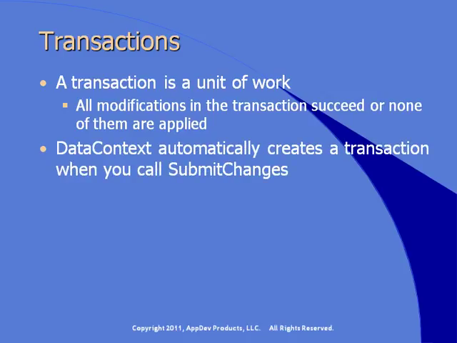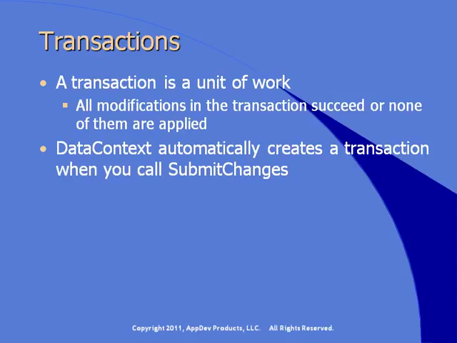Now the data context, it turns out, automatically creates a transaction for you when you call submit changes. So if you have code to add an order and then add order details, you're going to want all of that to be in a transaction. You can add the order without the details, but now you've got incomplete data, and you cannot add details without the orders because you can't have children without a parent. So let's say you're adding an order. You add the order record, and then you add order detail records. That's another good example of a transaction.